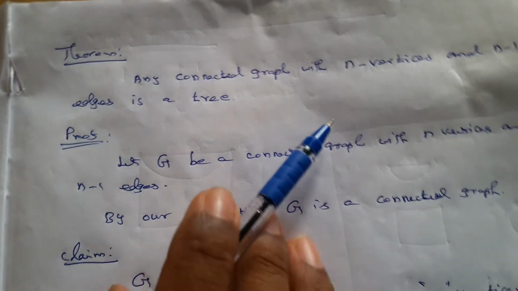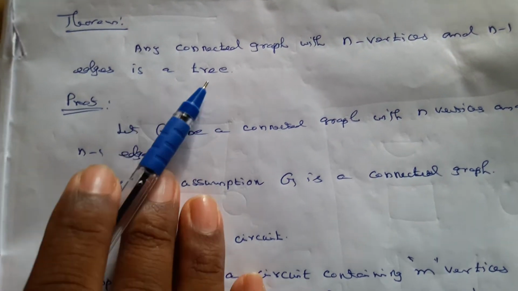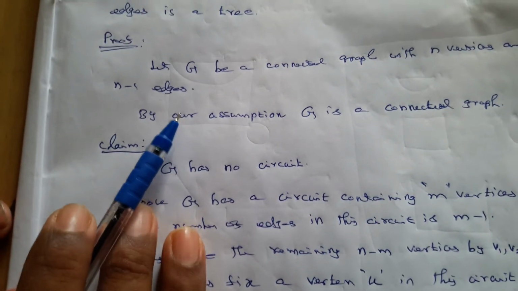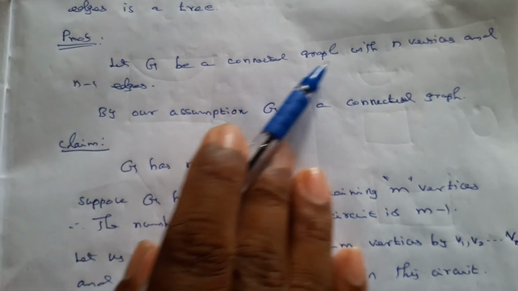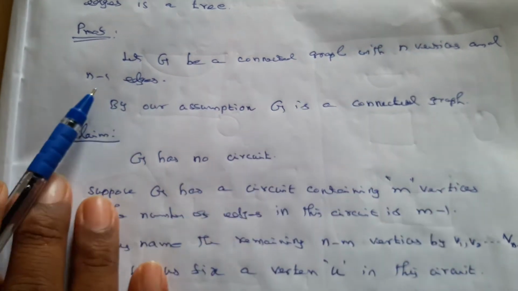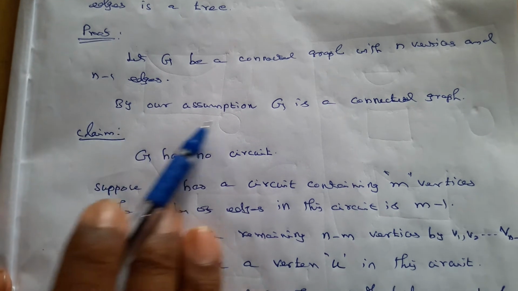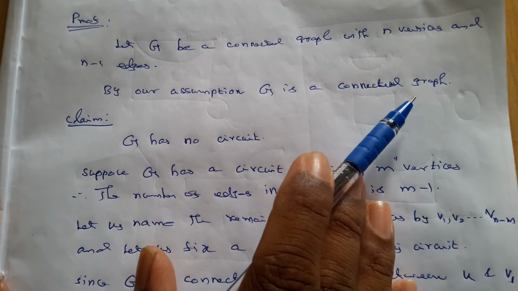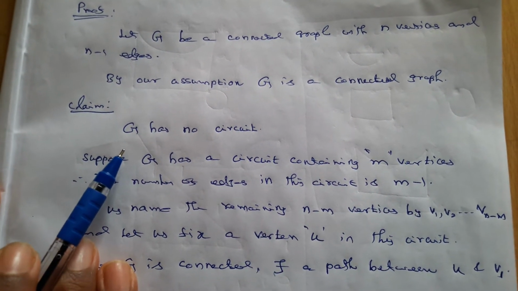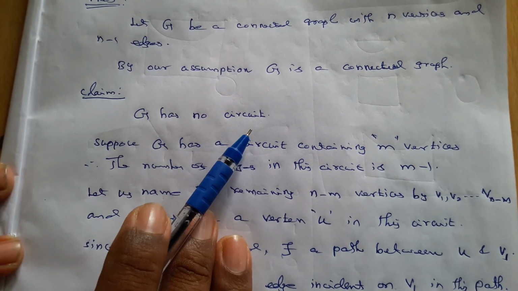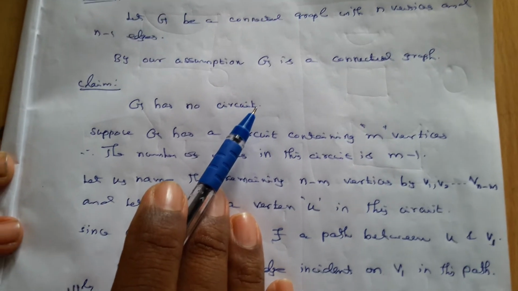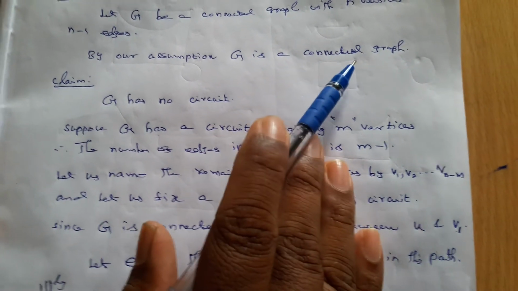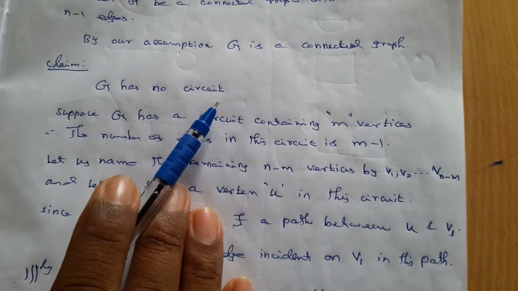The third one, let us prove this: any connected graph with n vertices and n minus 1 edges is a tree. Let G be a connected graph with n vertices and n minus 1 edges. Our assumption is that G is a connected graph. Now we take the claim that G has no circuit. If G is connected and G has no circuit, then it is a tree.